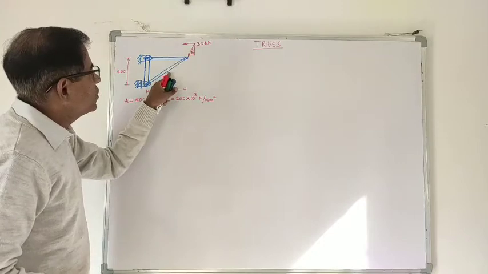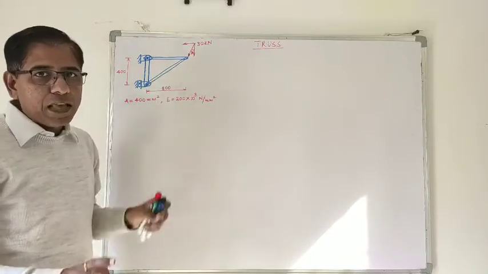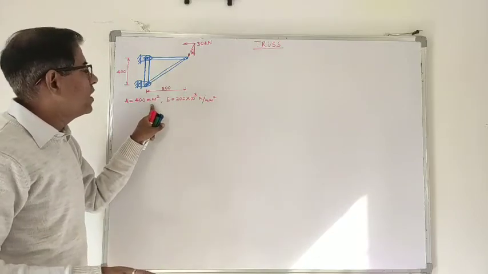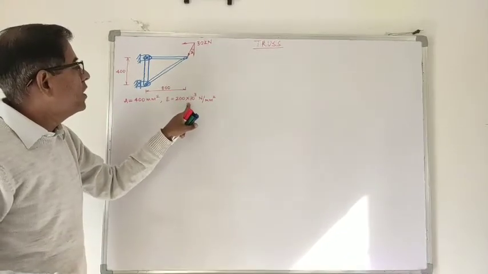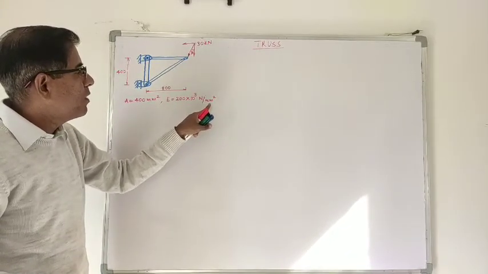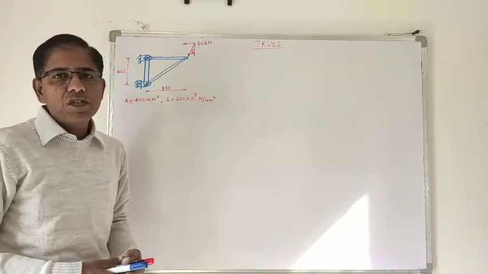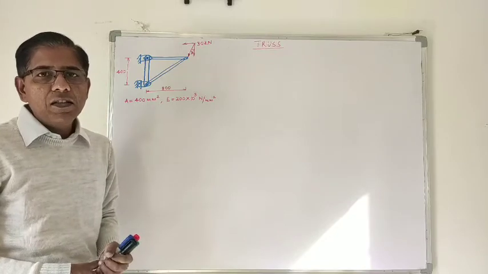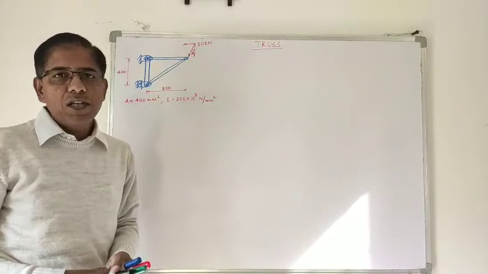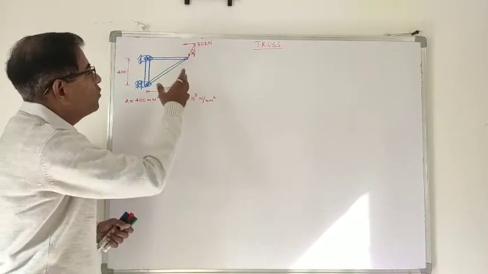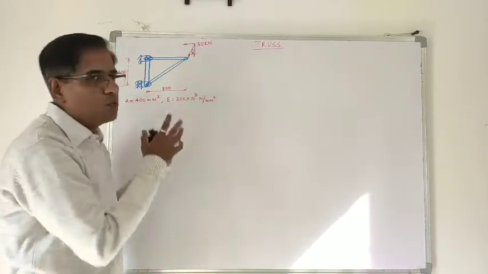That means the cross-sectional area of all the three members of this truss is same, and that is 400 mm square. And the Young's modulus is given as 200 into 10 to the power 3 Newton per mm square. That means all the three members of the truss are made up of the same material. And we have to find out the displacement, stress and reaction in this problem.